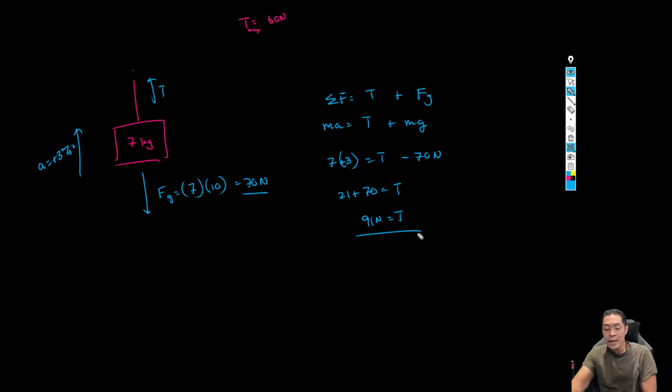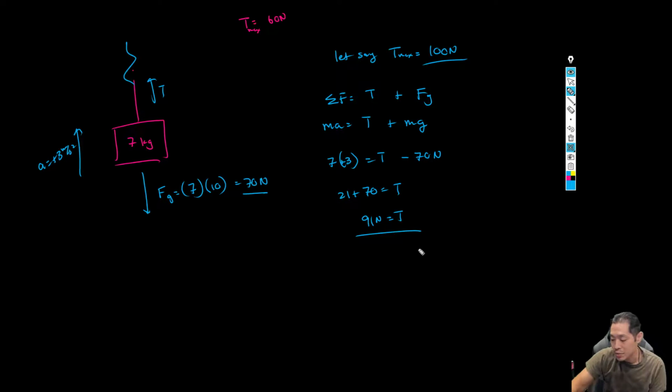If max tension was bigger and it could handle at least 100, then the tension will be 91. In this case, it snaps and it breaks off. But I just want to show you this part as practice, just in case it didn't break. So let's say the max tension was instead 100 newtons, then this would be the tension on the string.